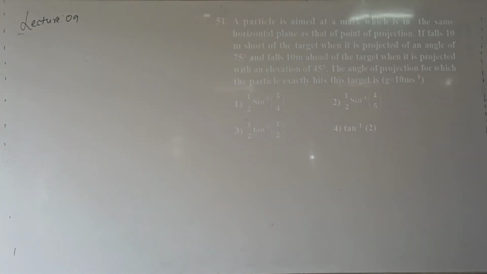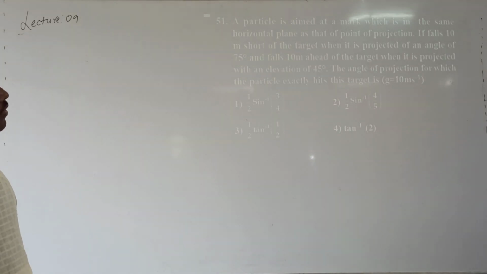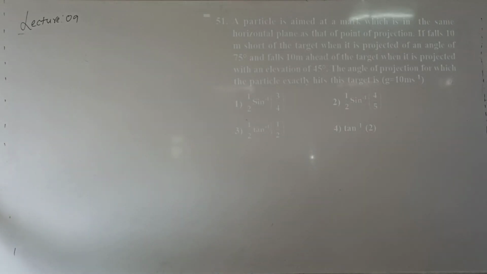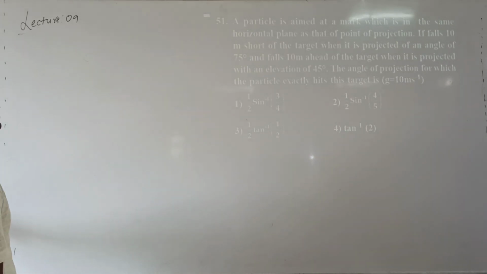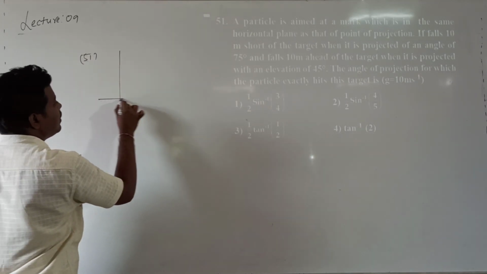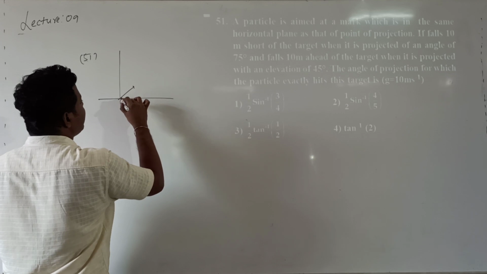A particle is aimed at a mark which is on the same horizontal plane as the point of projection. It falls 10 meters short of the target when it is projected at an angle of 75 degrees, and falls 10 meters ahead of the target when it is projected at an elevation of 45 degrees. What is the angle of projection with which the particle should be projected in order to hit the target exactly? So what they are telling is, here a body is projected.